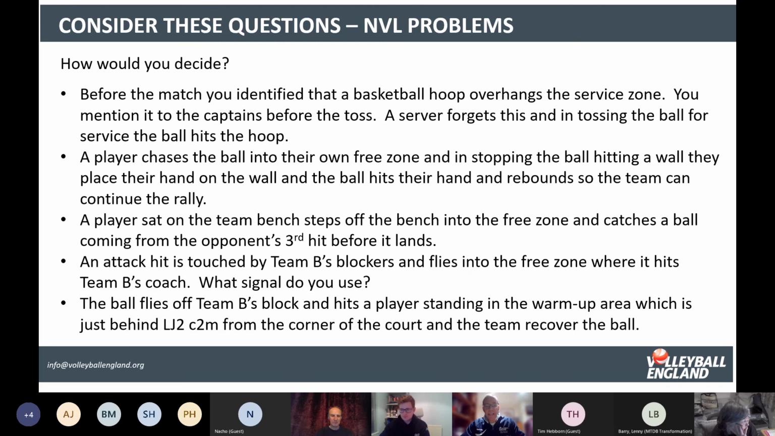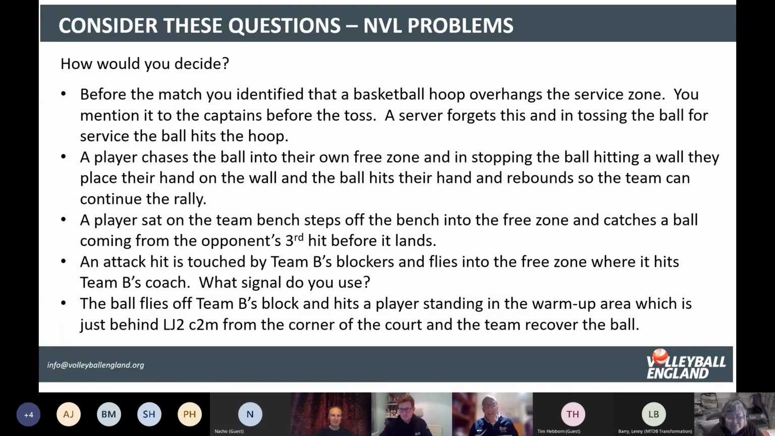Okay, a player sat on the team bench steps off the bench into the free zone and catches a ball coming from the opponent's third hit before it lands. Nacho, would you like to unmute yourself and consider what you would do in that situation? I would give them the point because the ball was going to go out anyway. So his action doesn't change anything.